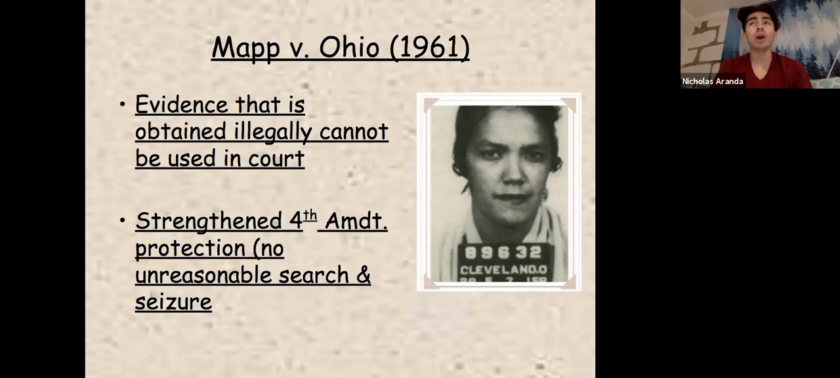This leads to the right that you have not to incriminate yourself at the same time. While it strengthens the Fourth Amendment, I think it inadvertently also strengthens the Fifth Amendment by not forcing you to comply with scenarios that put yourself in danger in terms of incrimination.